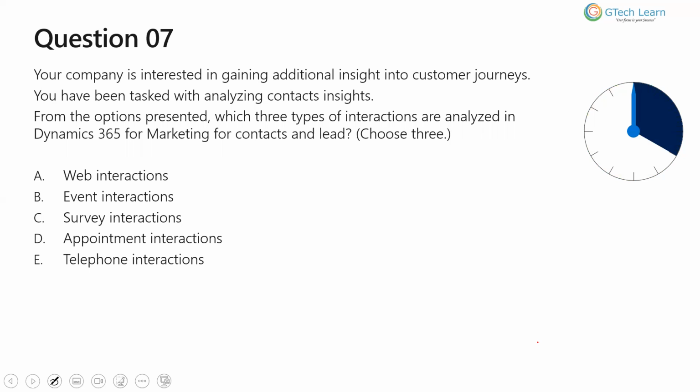Option one is web interaction. Option two is event interaction. Option three is survey interaction. Option four is appointment interaction. Option five is telephone interactions. Your answers on the chat, please. And let me start the timer now.